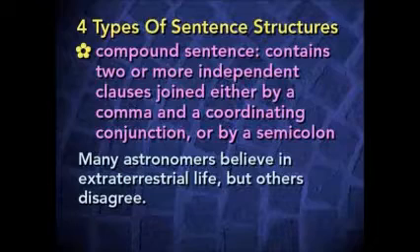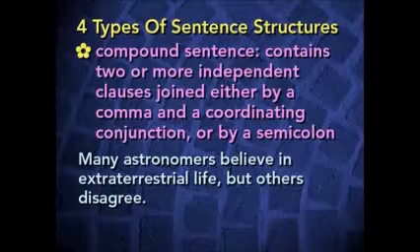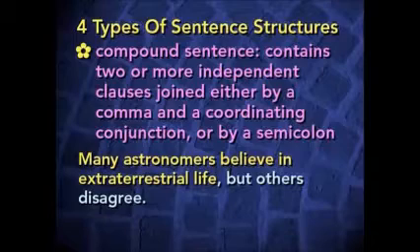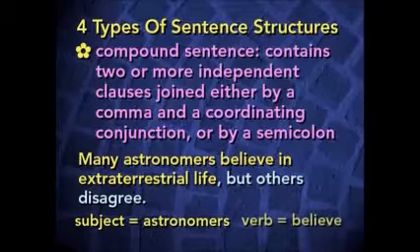Many astronomers believe in extraterrestrial life, but others disagree. Here we have 2 independent clauses which have been joined together to form a single compound sentence. The first independent clause is, many astronomers believe in extraterrestrial life. The word extraterrestrial means life outside of this planet, outside of the Earth. That could stand alone as a sentence. It's an independent clause. It contains the subject, astronomers, and the verb believe.